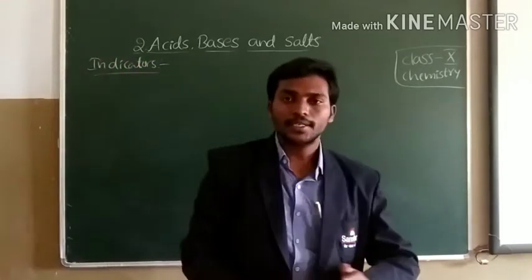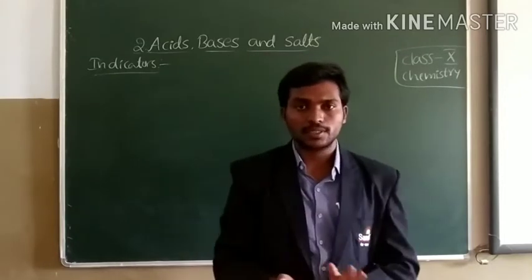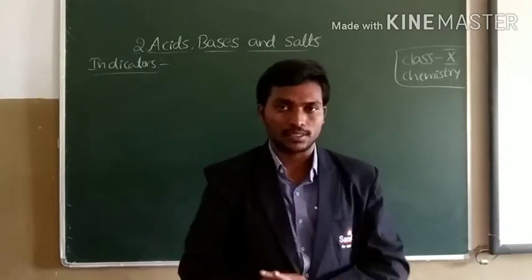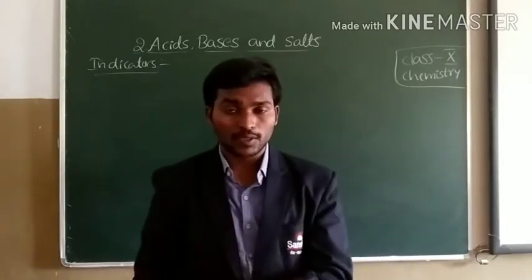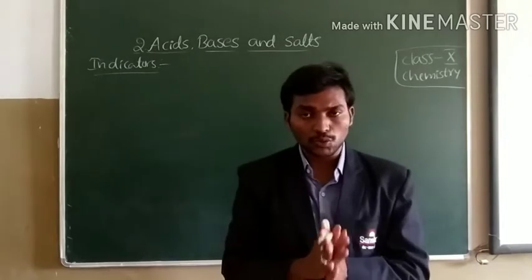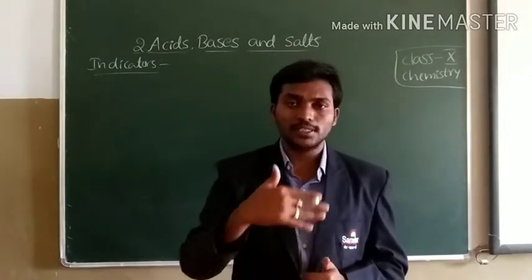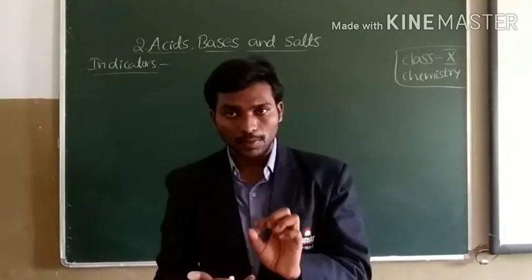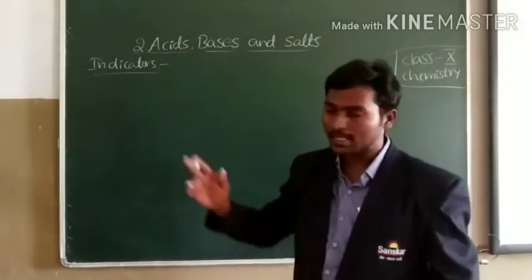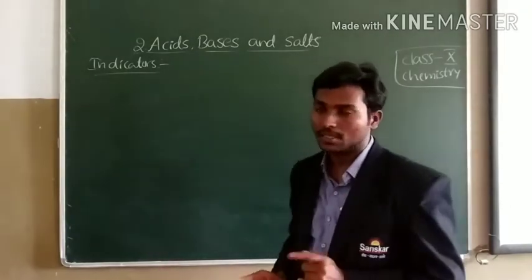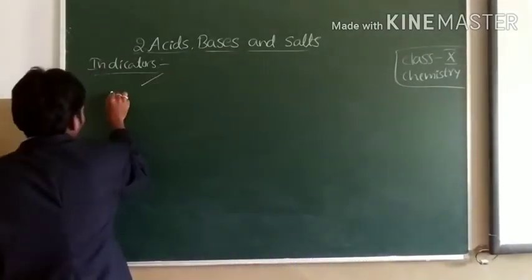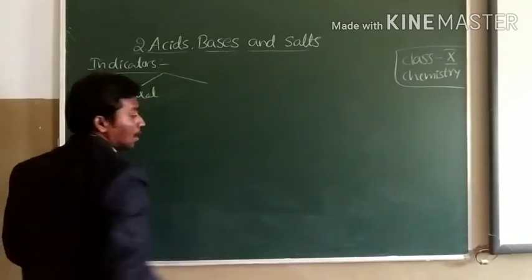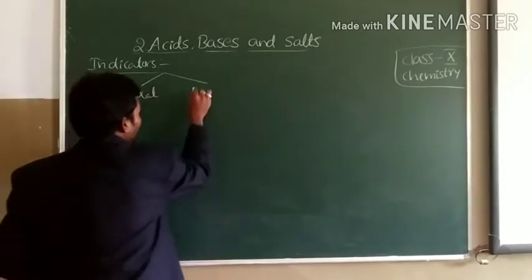Indicators are special kinds of substances used to test the nature of substances without tasting them, to know whether it is an acid or a base. Such substances are called indicators. These indicators are broadly classified into two categories. One is natural indicators, and the second is artificial or synthetic indicators.